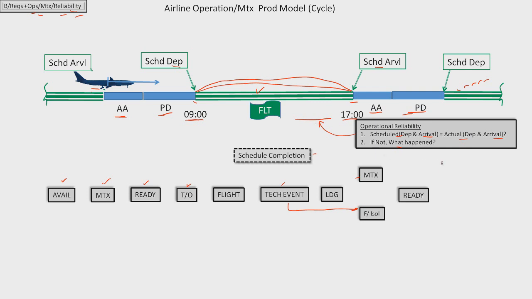Next, again, readiness state. Next, take off. And next, flight. So they call it, as you can see here, the production model cycle. This cycle repeats over and over again. And this is the schedule completion possible state diagram. And then, as I said, we can now take this diagram and start developing our model. But what we need to do now is define the tool.